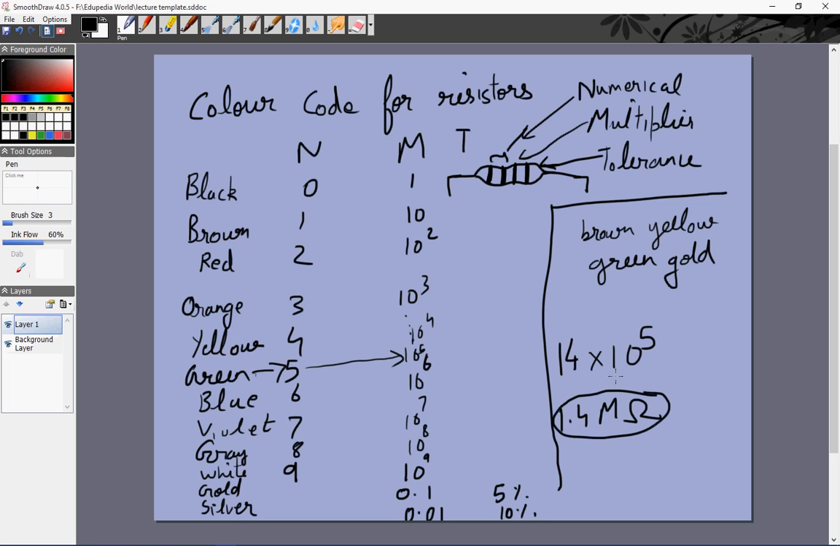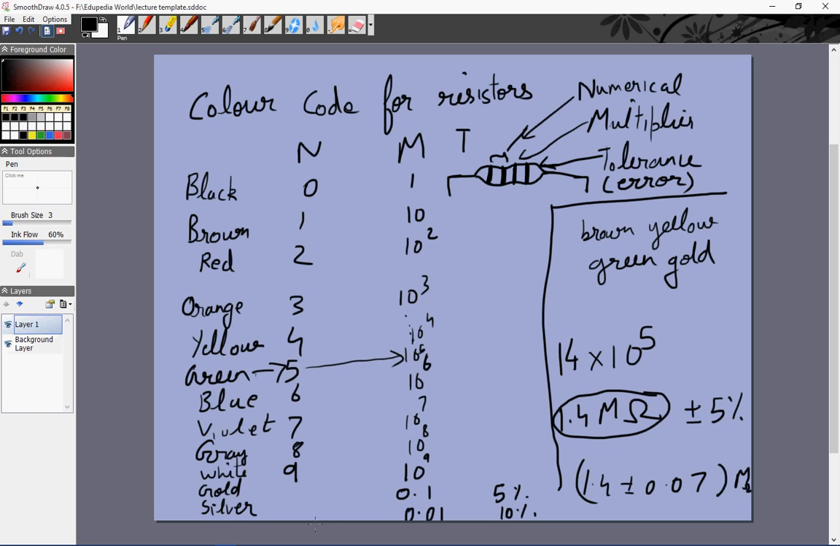You just need the first 3. The fourth one actually tells you the tolerance, which is another way of saying the error. So if the fourth one is gold, that means we have an error of 5%. So 1.4 mega ohm plus minus 5% of that, which, if you calculate, would come out to be 1.4 plus minus 0.07 mega ohm.